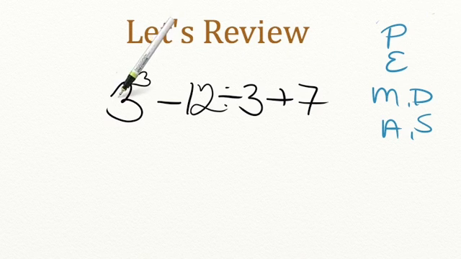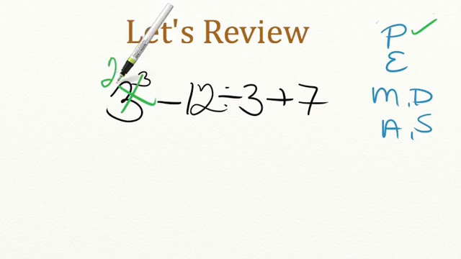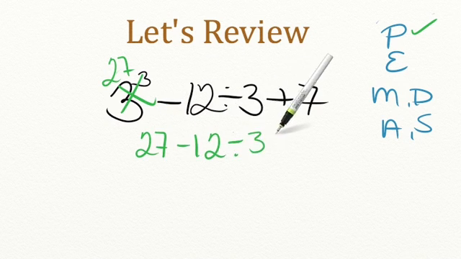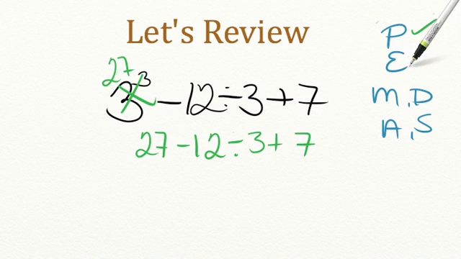Parentheses. We don't have any parentheses in this equation, so we are done with parentheses and moving on to exponents. Look at that. We have exponents here. 3 to the third power is equal to 27. And once again, I'm going to rewrite this equation just to make sure that I'm staying organized. All right, exponents done. Now we're going to move on to multiplication division.